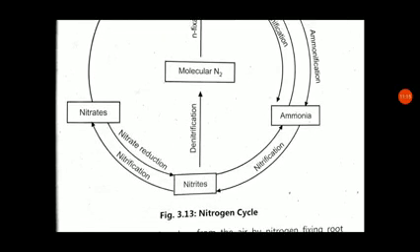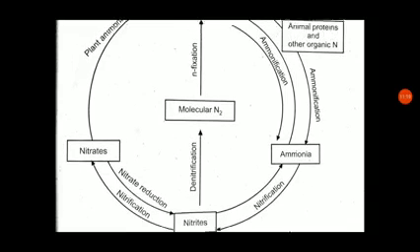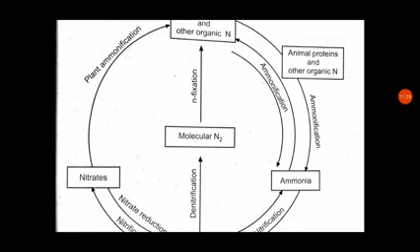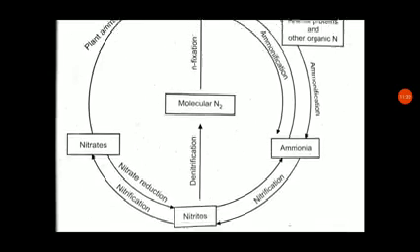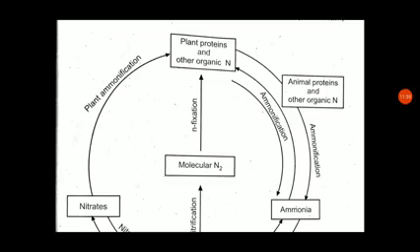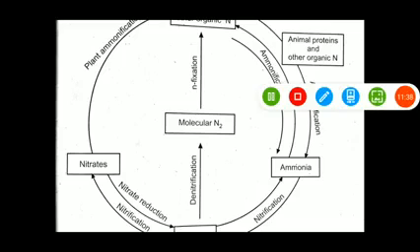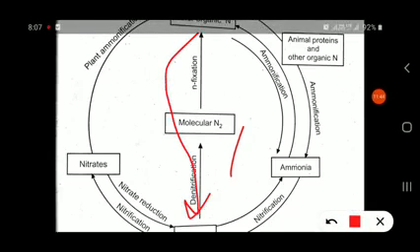Then another process, that is nitrate. This nitrate is directly converted into ammonia by different bacteria. Then this ammonium will be processed in the ammonification process and stored in the form of protein, amino acids. Likewise, the reverse process also takes place through some denitrifying bacteria. These denitrifying bacteria convert ammonia directly into nitrogen.